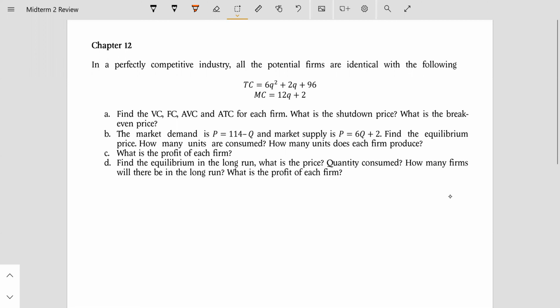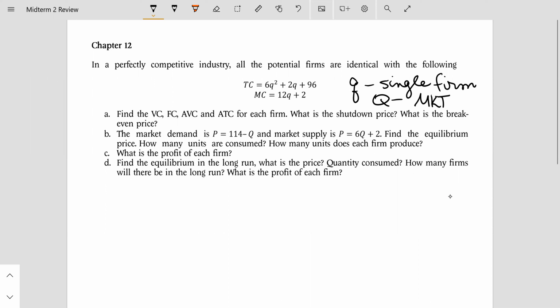So let's finish our last problem to review chapter 12. Suppose we're in a perfectly competitive industry. All potential firms are identical with the following. Their total cost is represented by 6q squared plus 2q plus 96, and their marginal cost is equal to 12q plus 2. Remember, little q is for a single firm, and big Q represents the whole market.